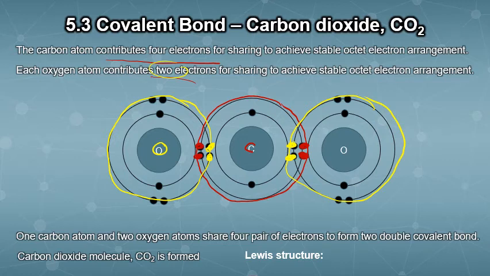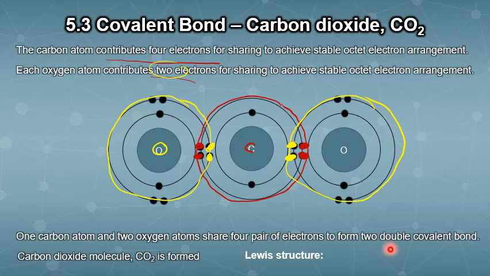Now if you count the valence electrons for the carbon, it now has 1, 2, 3, 4, 5, 6, 7, 8. So carbon has achieved octet electron arrangement. And for the oxygen, we count the valence electrons for oxygen. 1, 2, 3, 4, 5, 6, 7, 8. Still 8, so 8 is octet electron arrangement. So they both are stable. So one carbon atom and 2 oxygen atoms share 4 pairs of electrons to form 2 double covalent bonds. So the carbon dioxide molecule is formed.